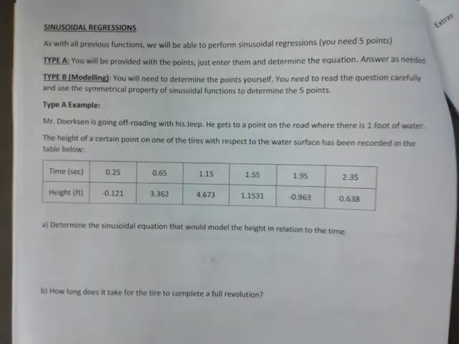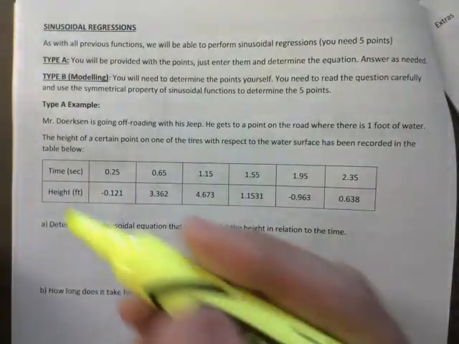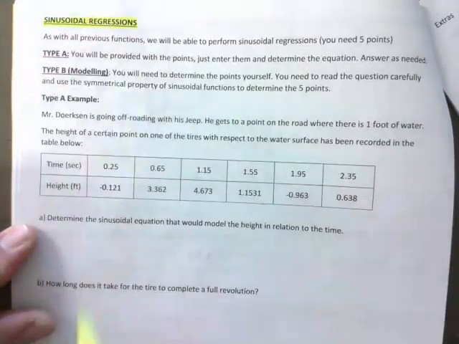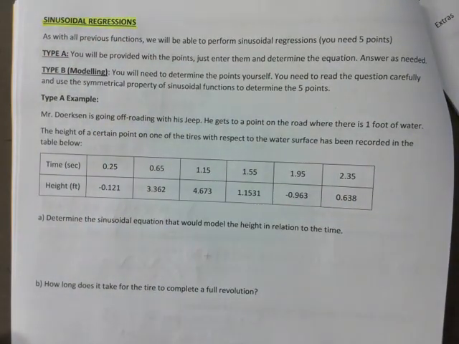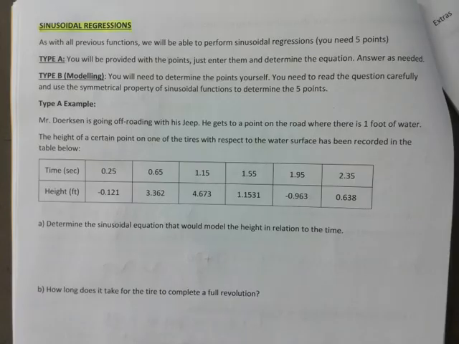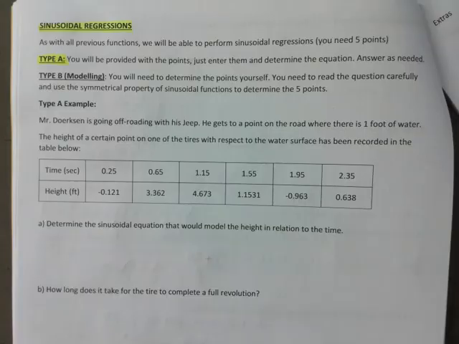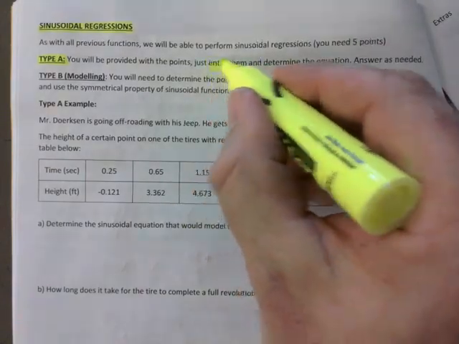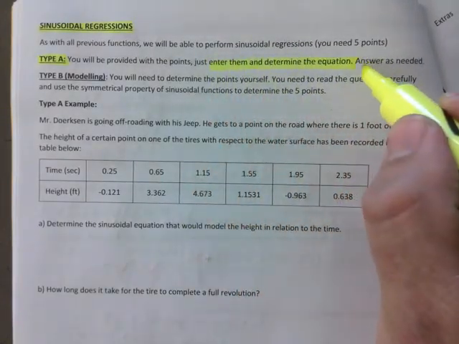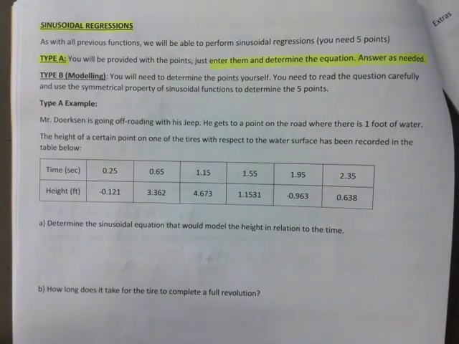Regression, so highlight that top part. Sinusoidal regressions. We have two types. Listen carefully, two types. Type A is very straightforward. You pray that that's the one that's going to be on the exam, because then you don't have to come up with the points. Okay? Enter them into your equation and answer as needed.